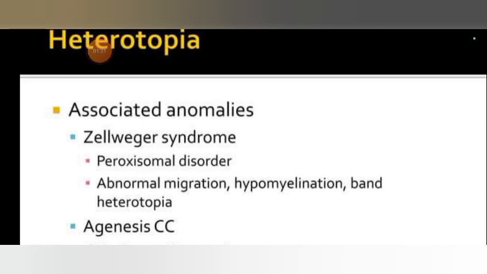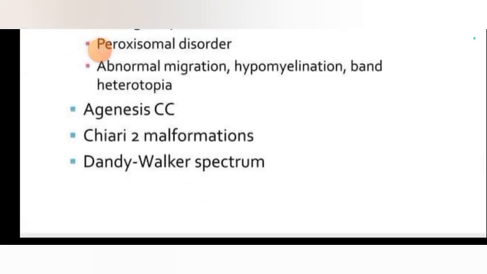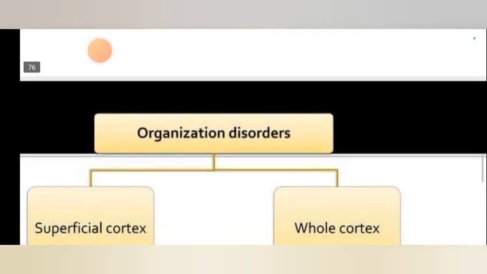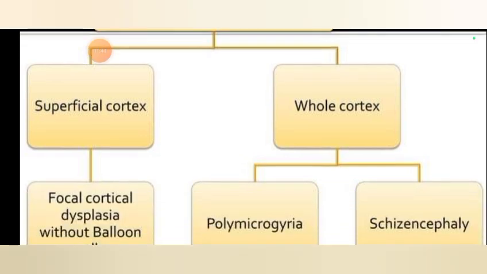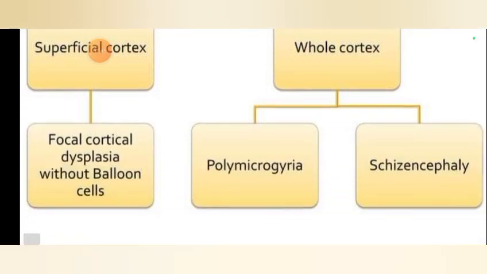Heterotopia and its associated anomalies: Joubert syndrome, paroxysmal syndrome, disorders of abnormal migration, hypomyelination, band heterotopia, agenesis, Chiari 2 malformations, Dandy-Walker spectrum, and organization syndrome, involving superficial cortex and whole cortex.